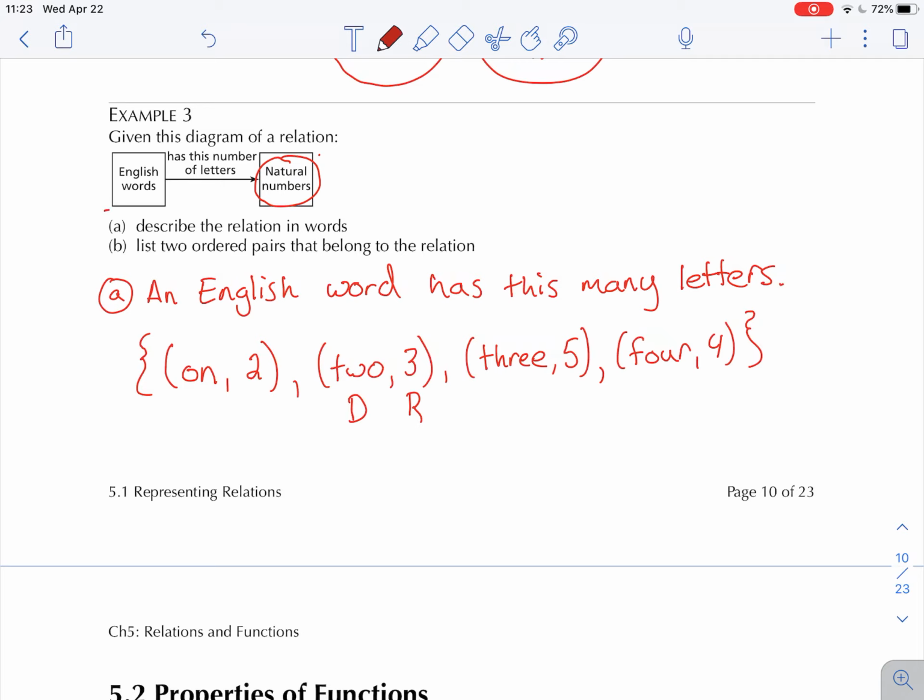Now, is this the whole relation? No. This relation is described in general terms. It should include every English word and all the natural numbers that they go to. Unfortunately, I can't do that for every English word and list out every English word and how many letters it has, because there's just too many. So this is just a little piece of the relation.